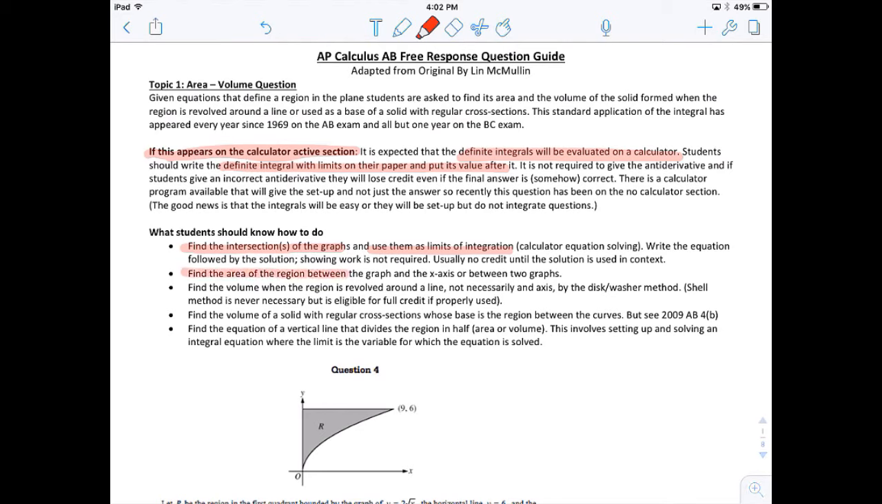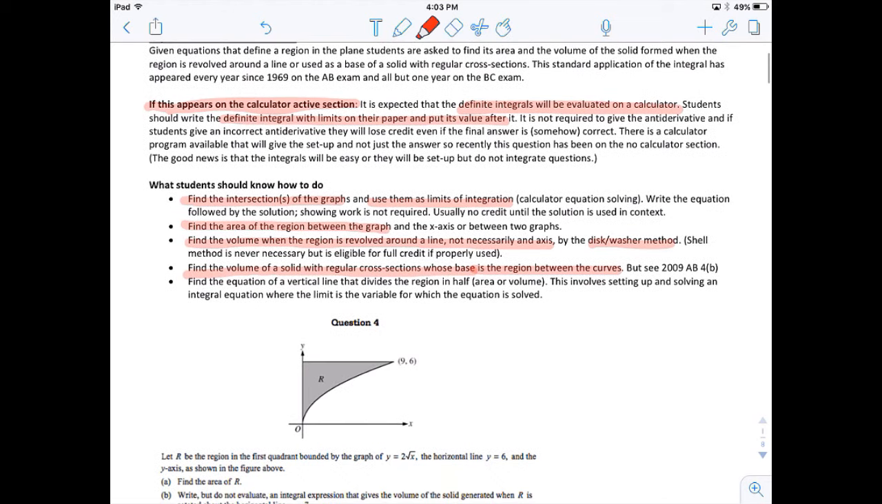Finding the area of the region between the graphs in the x-axis or between 2 graphs. Finding the volume when the region is revolved around a line, not necessarily an axis, using either disk or washer. Find the volume of a solid with cross sections whose base is the region between curves. And finding the equation of a vertical line that divides a region in a certain ratio. So those are things we're going to look at today. Those are the big things that have often come up in questions, the skills you should be able to do.